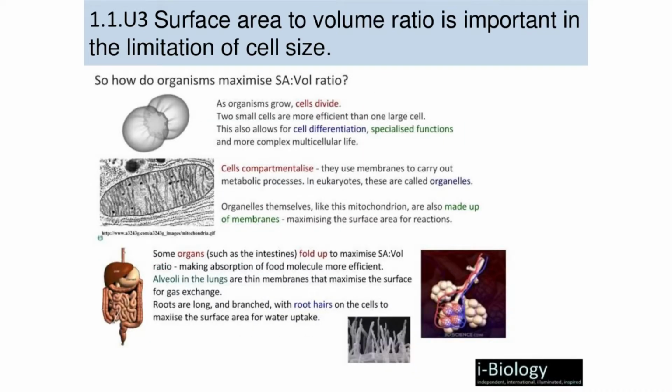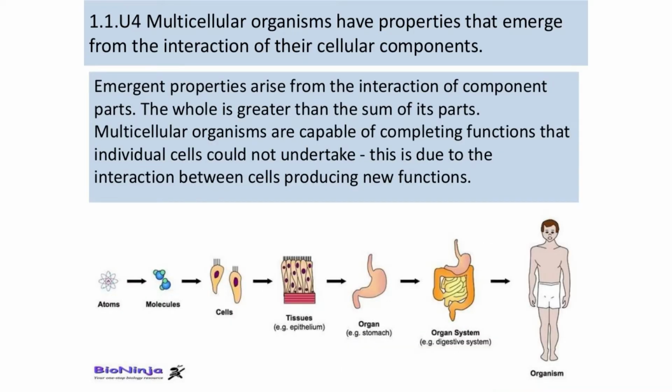Organisms can maximize their surface area to volume ratio through cell division, cell compartmentalization, and organs folding up. When a cell grows and becomes extremely big, its surface area to volume ratio decreases. So when that happens, cells divide in order to make smaller cells that have a larger surface area to volume ratio.